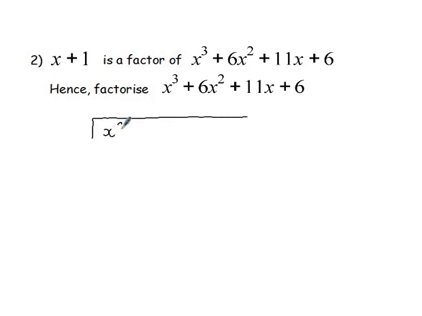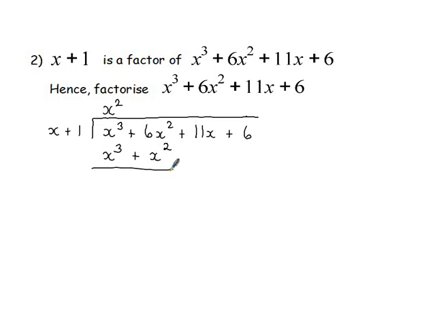So we've got x cubed plus 6x squared plus 11x plus 6, and we have our x plus 1 on the outside. So remember, divide by the x. So x cubed divided by x gives you x squared, and then times out. So x squared times x is x cubed. x squared times 1 is 1x squared, so plus x squared, and then subtract. So x cubed take away x cubed is 0. 6x squared, take away a plus x squared, so we're going to subtract it to give you 5x squared.